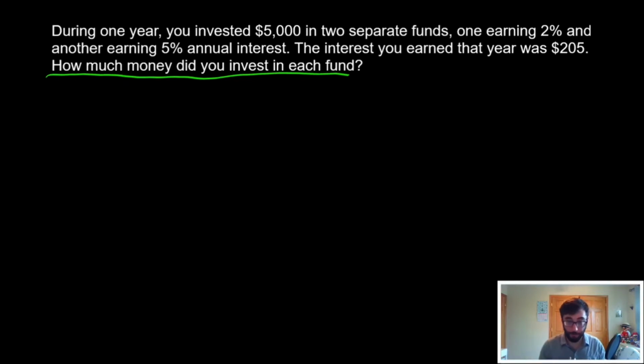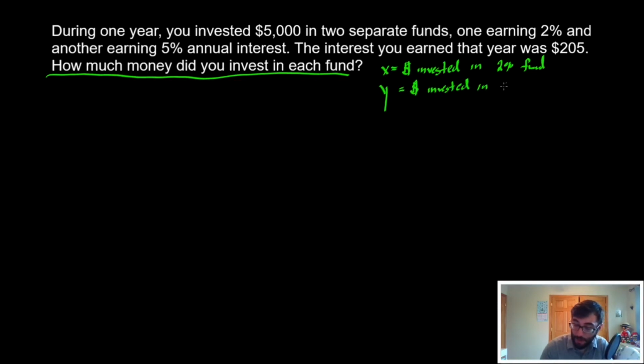There's our variables, okay? So I'm going to go ahead and say X is the money invested in the 2% fund. And I'm going to say Y is the money invested, or amount invested, in the 5% fund, okay? Because that is what we're trying to find. That should be our variables, okay?